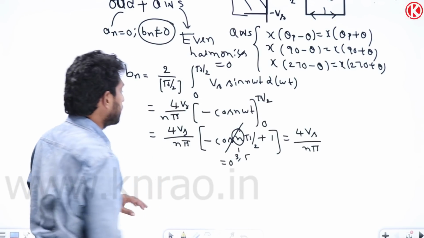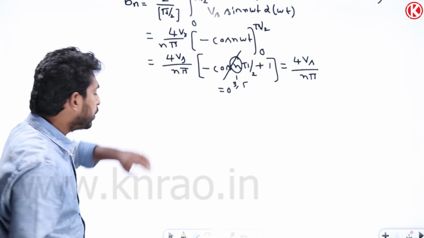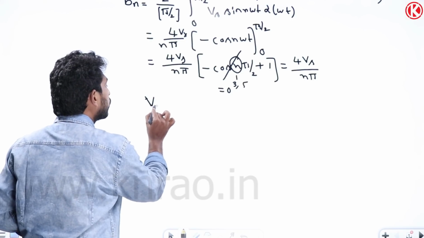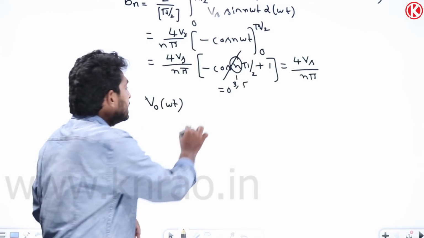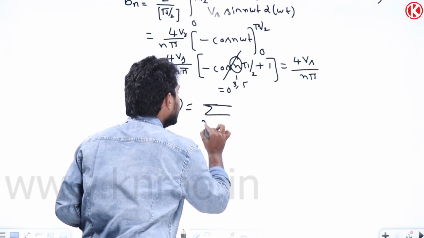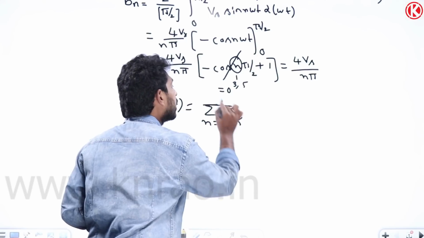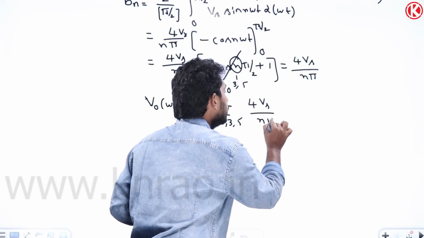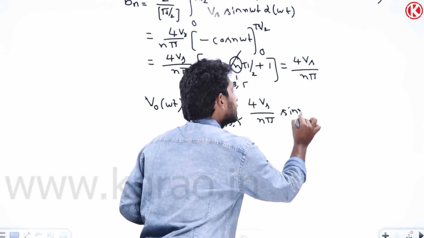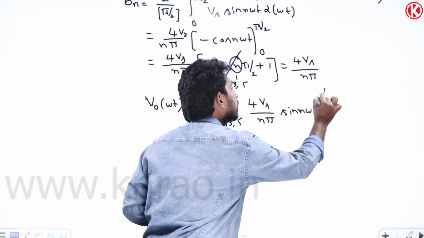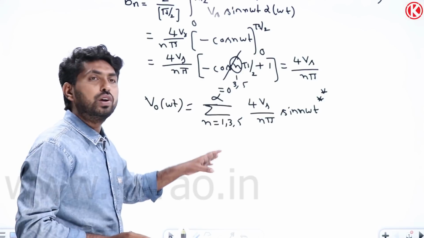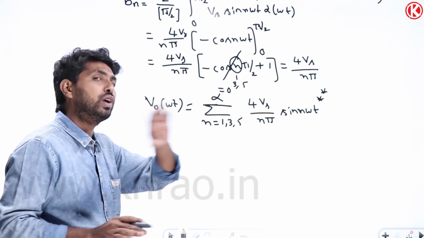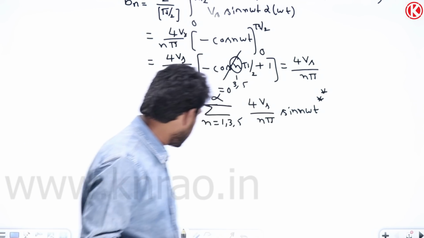Now let me write the final expression. This expression is important. For a square waveform, the output voltage V0 of omega t is equal to the sum over n equal to 1, 3, 5 to infinity, because even harmonics are 0 due to quarter wave symmetry, of 4 Vs by n pi into sin n omega t. If you remember the expression, it is well and good. Otherwise, you can derive it, but there is no need to derive here. If you remember this expression, you can write the Fourier series expressions. The corresponding Fourier series expressions we will see further.